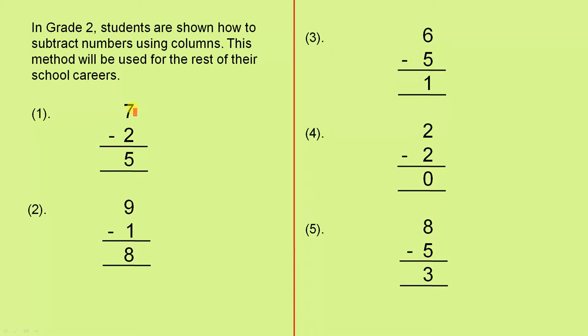So for example 1, if we look at 7 minus 2, there is the 7, there's the 2, they are perfectly lined up in a straight line, and there's your minus sign. So 7 take away 2 is 5, 9 take away 1 is 8, 6 take away 5 is 1, 2 take away 2 is 0, and 8 take away 5 is 3. The important thing to remember is that for each sum, the numbers are perfectly lined up.